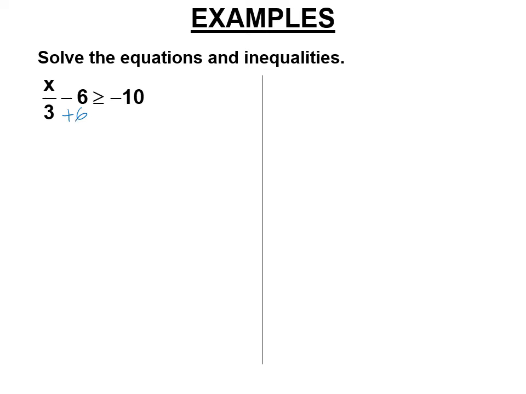So we're going to add 6 to both sides. x divided by 3 is greater than or equal to negative 10 plus 4, negative 4. Right? So we're just combining your rules of adding and subtracting negatives and multiplying and dividing negatives with the solving equation procedure. It's the rules combined. When x is divided by 3, you multiply both sides by 3. x is greater than or equal to negative 12.